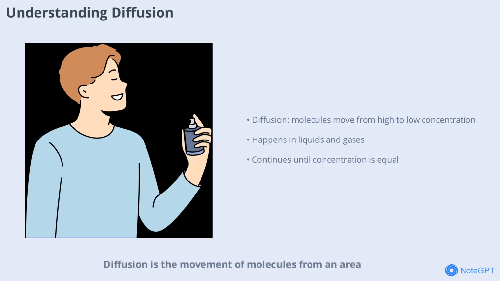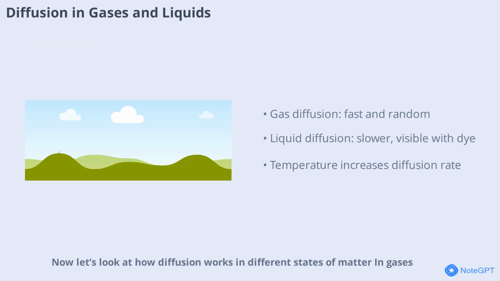Diffusion is the movement of molecules from an area of high concentration to an area of low concentration. It continues until the concentration is equal throughout the space. This process happens because molecules are always moving, especially in liquids and gases. So whether it's the scent of air freshener or the color of tea, diffusion is at work, helping substances spread out naturally.